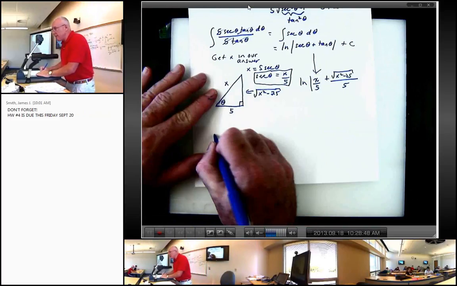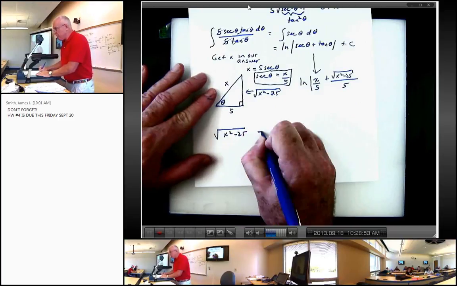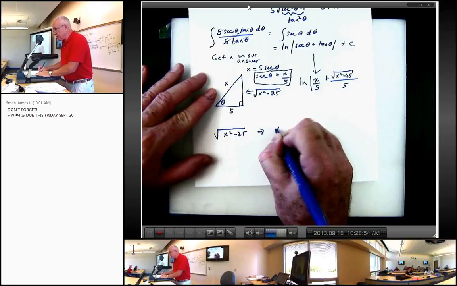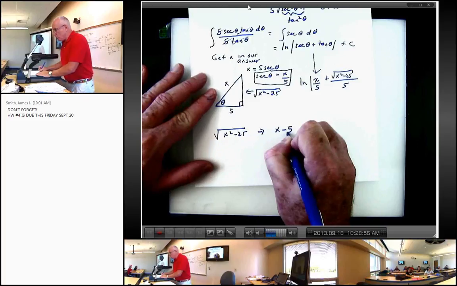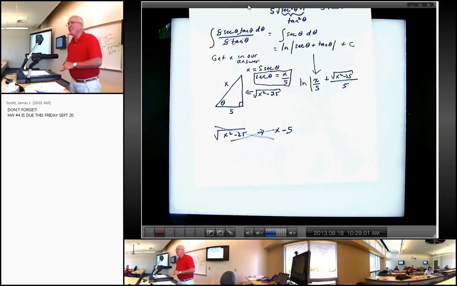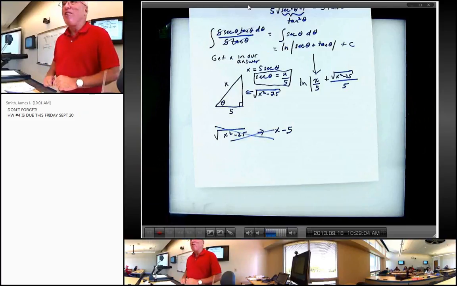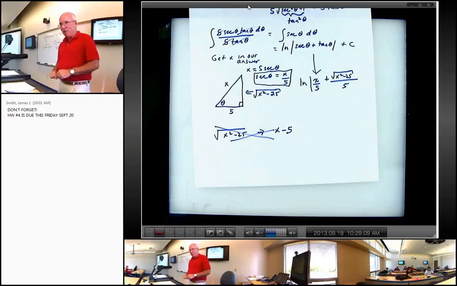Okay, and you're not saying this, are you? That the square root of x squared minus 25 can be replaced by x minus 5? No, never. Never, ever, ever. You can't do that under a radical, break things apart like that.